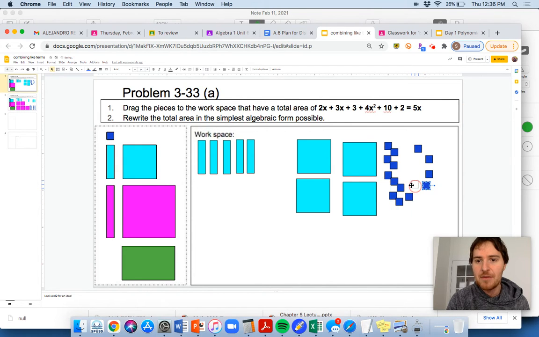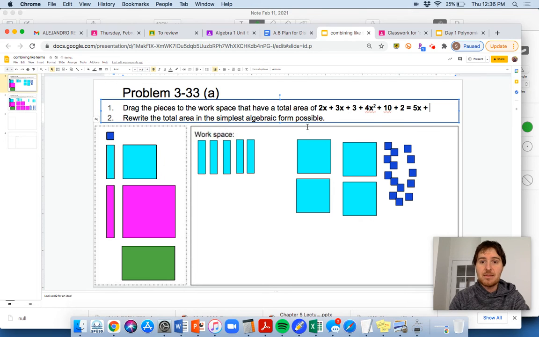So combine the 3 with the 10 and the 2 with the 10. And 10 plus 3 plus 2 equals 15. We got 15 right there. Okay, so here I have 5x, and then I have 4x squared. Those were the only x squareds that we have here. So we'd already combined those like terms, right?